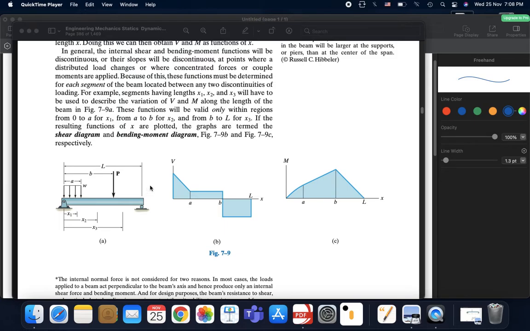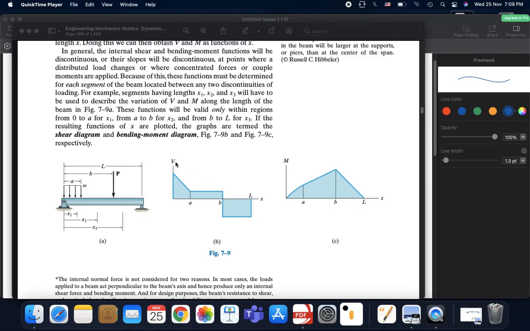Eventually, when you draw your shear diagram, it is called a shear diagram because it shows the dependence of shear load on distance, and this is called a bending moment diagram because it shows the bending moment versus the length or distance x.